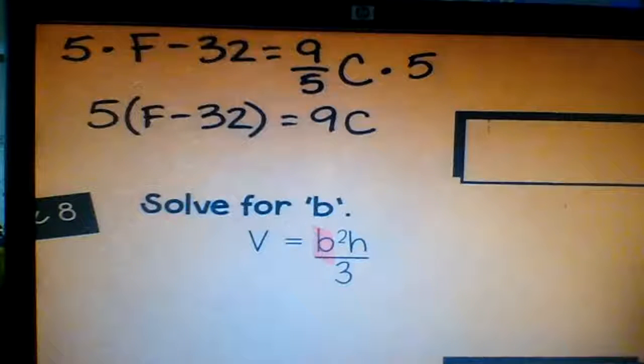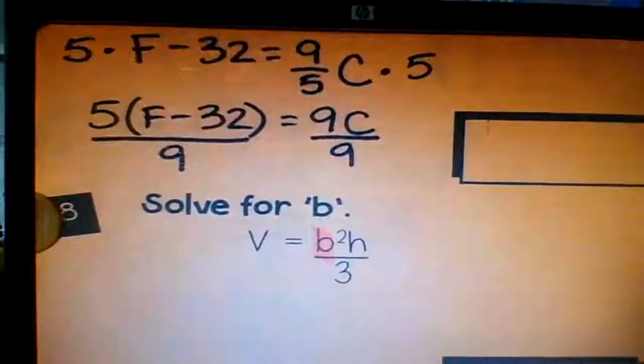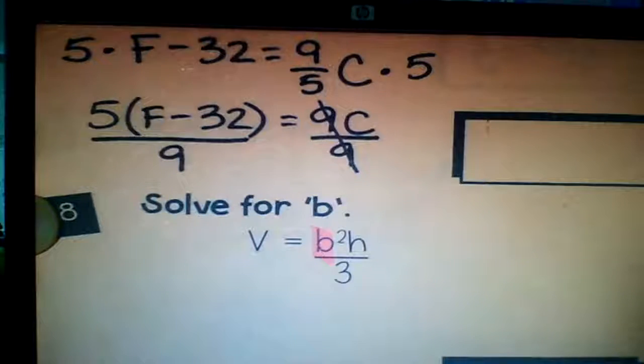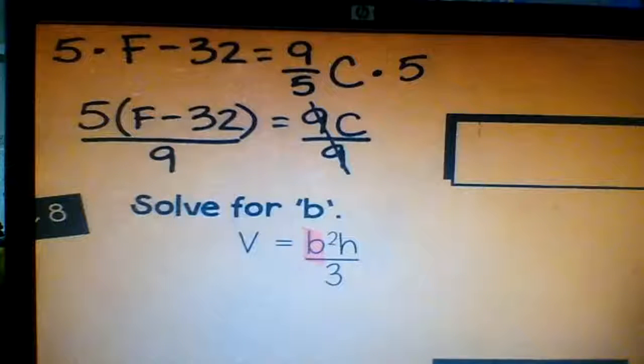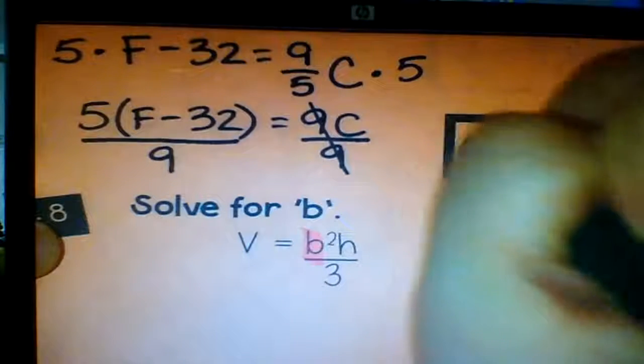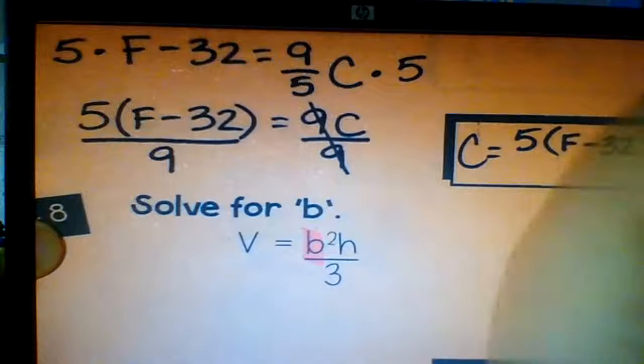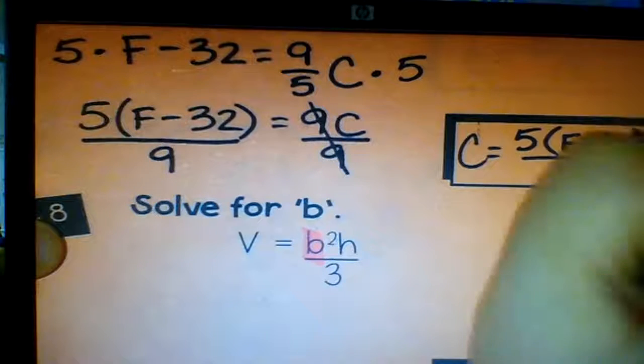What's my final step then? Divide. You don't have to distribute. All I'm trying to do is get C by itself. So divide by 9. Because you're not actually solving it, you do not have to distribute. So C equals 5 times F minus 32, all divided by 9.